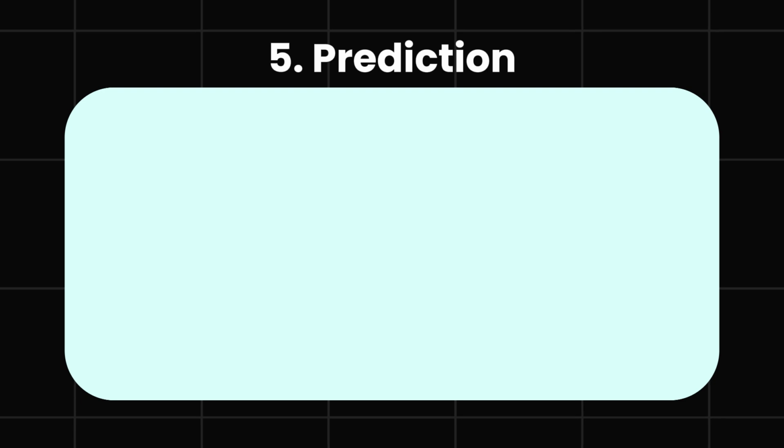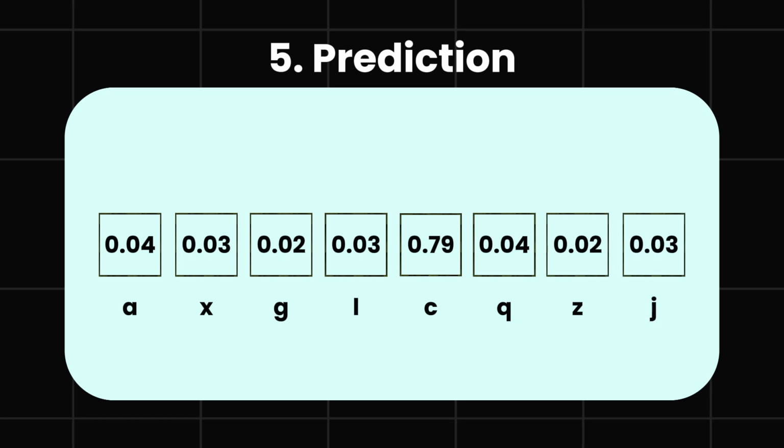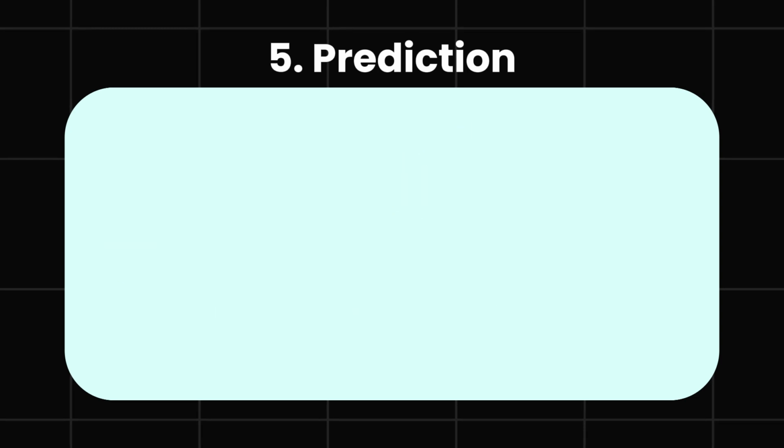And finally, prediction. At the end, the last vector is used to predict what comes next. It gives a probability distribution over all possible next tokens. The model picks the most likely next word, adds it to the text, and repeats the process to generate more.